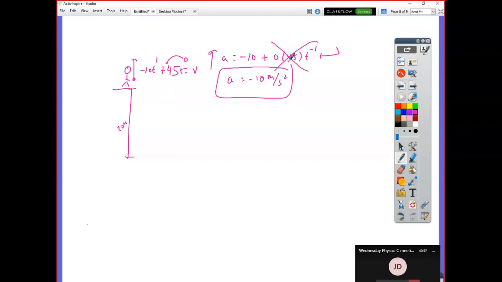What's acceleration at 3 seconds? Well, it's constantly -10, so acceleration at 3, there's our new notation, is going to be -10 meters per second squared.